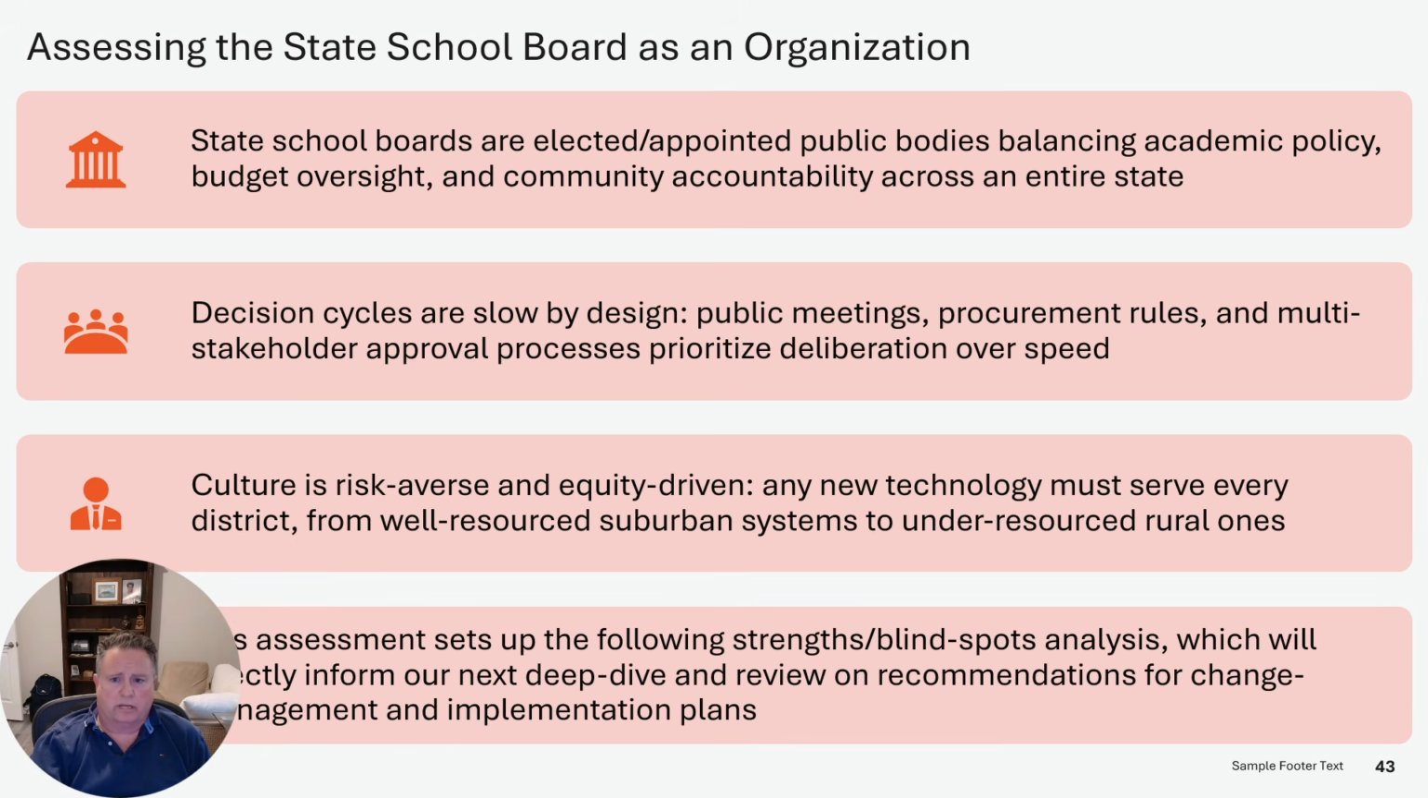Assessing the state school board as an organization. State school boards are elected and appointed public bodies balancing academic policy, budget oversight, and community accountability across the entire state. Decision cycles are slow by design, with public meetings, procurement rules, and multi-stakeholder approval processes, prioritizing deliberation over speed.